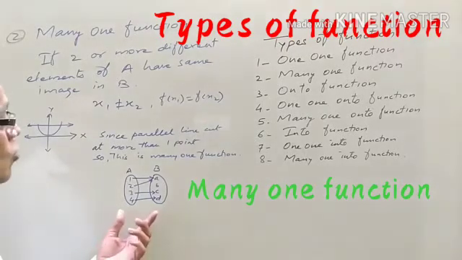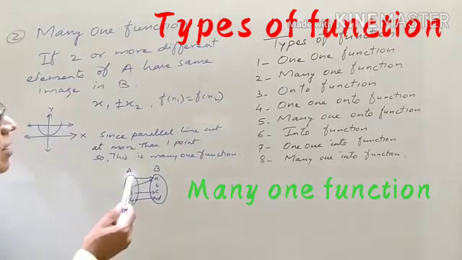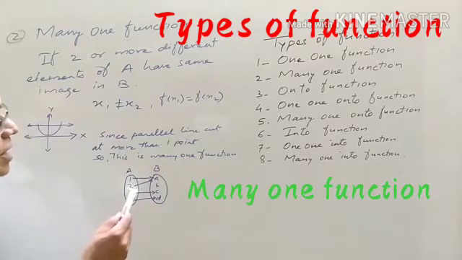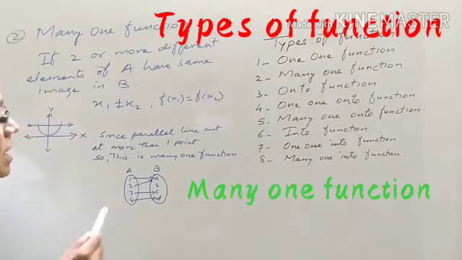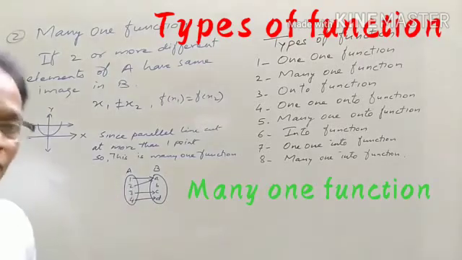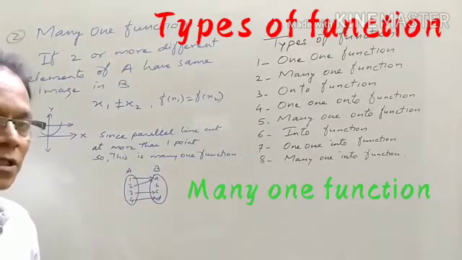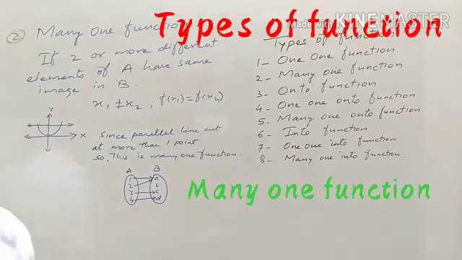Another example, through mapping: we see that 1 has the image A, 2 also has the same image A, 3 has the image C and 4 has the image D. We see that 1 and 2 are different elements, but they have the same image. So this is a many-one function.